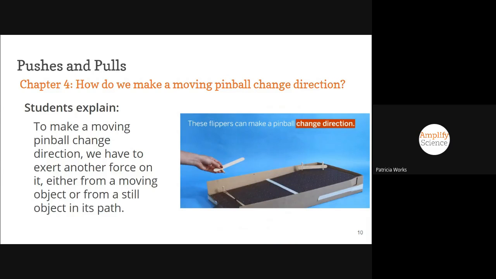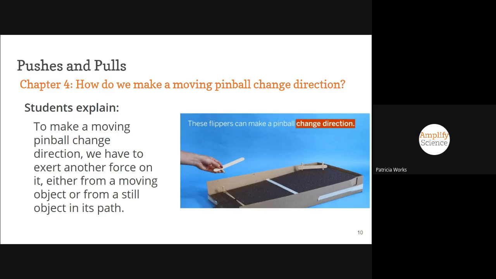In Chapter 4, the lessons lead students to figure out that moving objects can change direction because of a force from a moving object or a still object. A key evidence source in this chapter is when students investigate how to make a ball change directions, and then they engage in the embodied forces routine to practice changing directions.